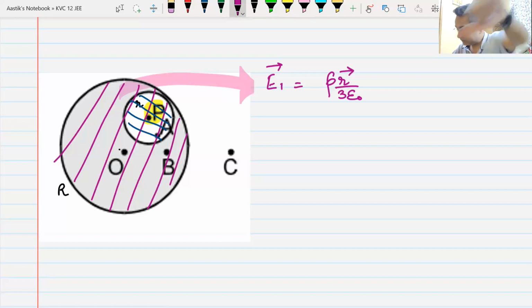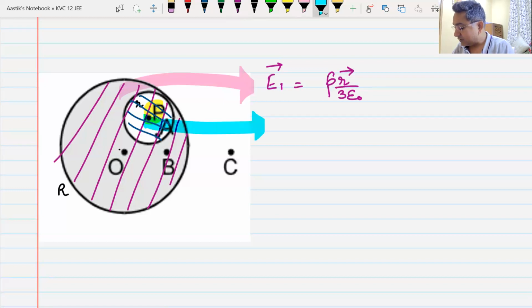Then I come to this point. This is the hole, and this is made up of negative charge. But this point is at the center of this hole, right? So this field will be equal to how much? 0. Yes or no? So I get my first answer.